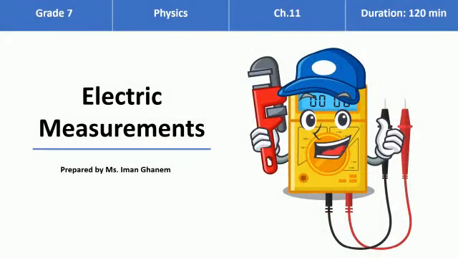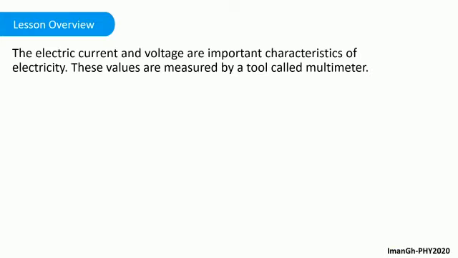In the previous lesson, we discussed electric circuits and components. We will start today with Chapter 11, which is electric measurements. There are several characteristics of electricity, including voltage and current, which are measured using a tool called multimeter.